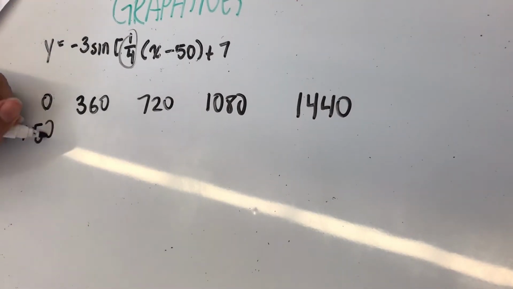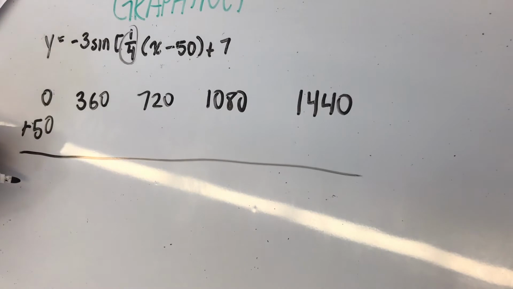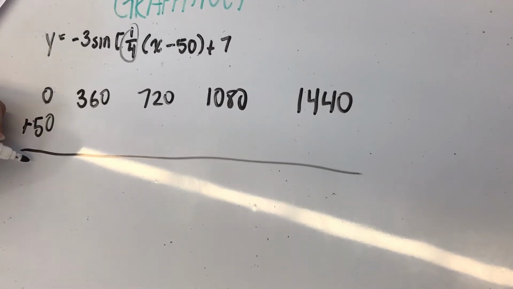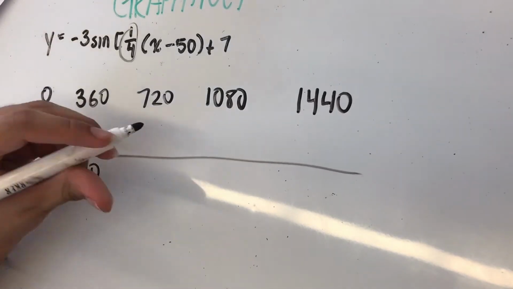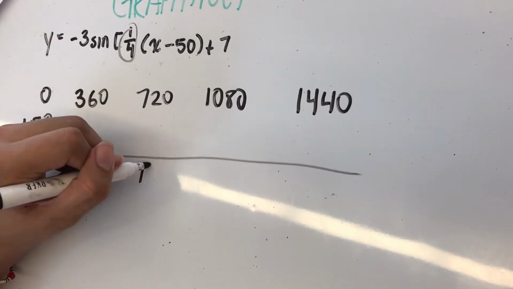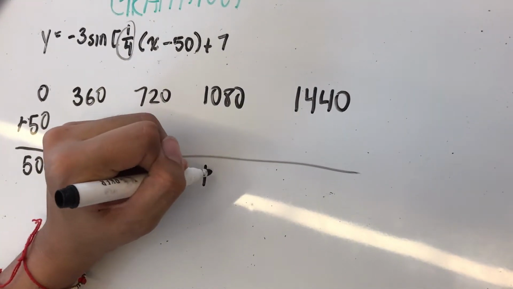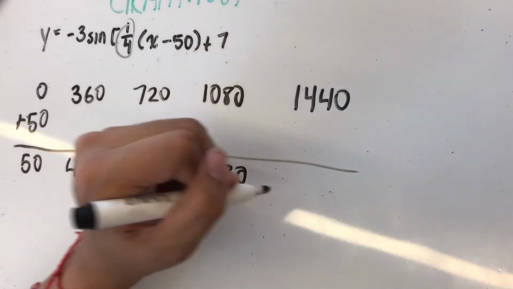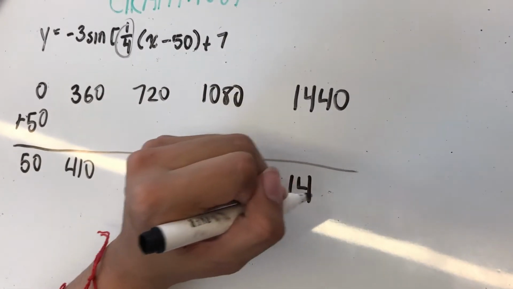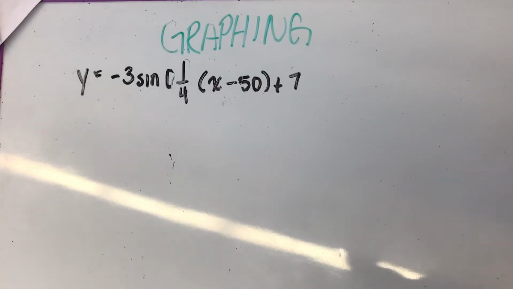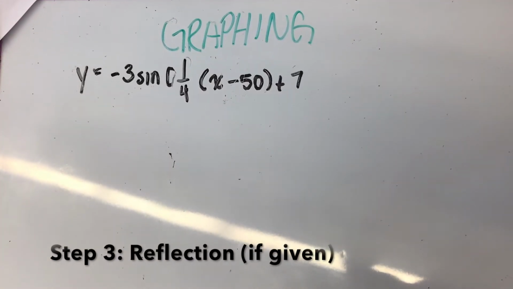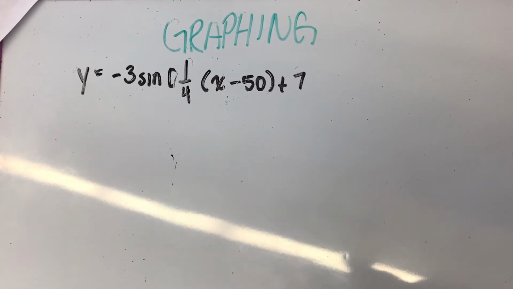So our new key points will be 0 plus 50, 50, 410, 770, 1130, and 1490. So our next step when graphing the sine and cosine equation is to focus on the reflection if there is given.